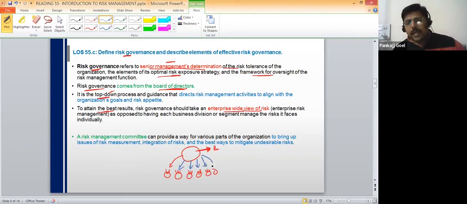So risk is allocated to all the assets. Okay, this particular division or segment can take this much maximum risk. This division can take this much maximum risk. So this kind of thing. So there is a risk management committee that can provide a way for various parts of the organization to bring up the issues of risk management, integration of risk, and best ways to mitigate undesirable risk.